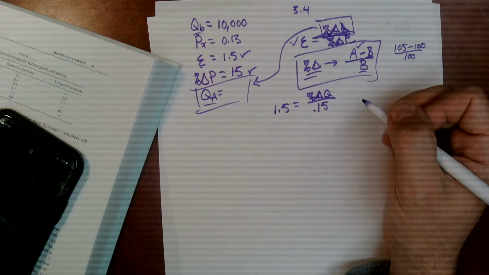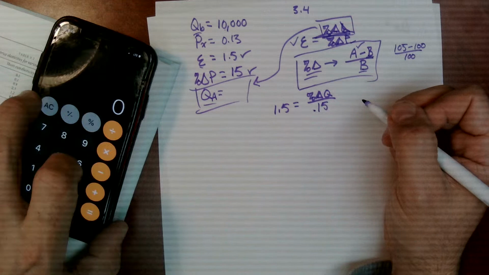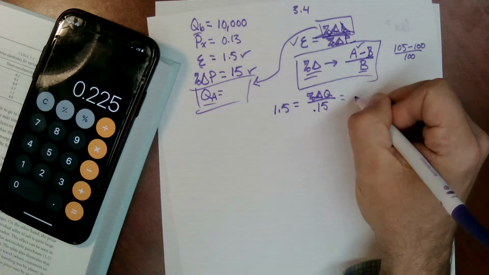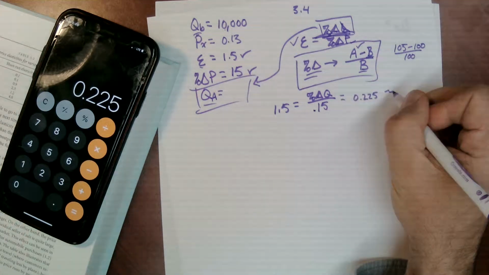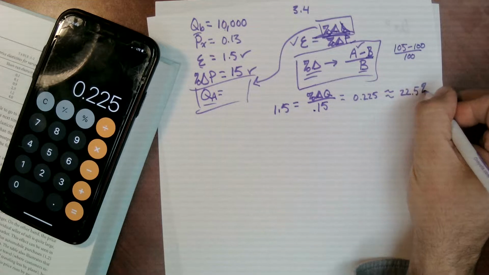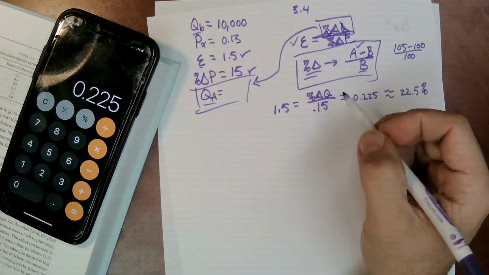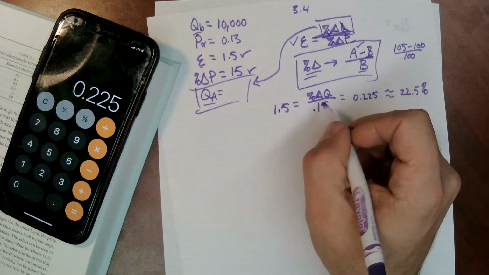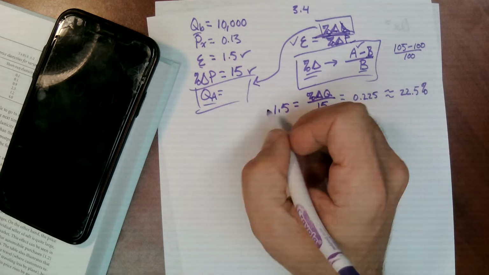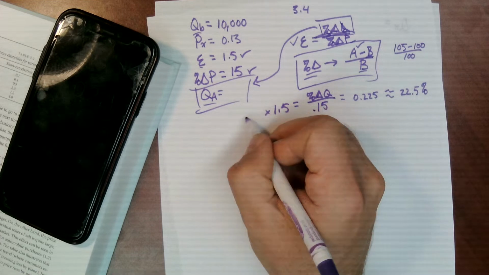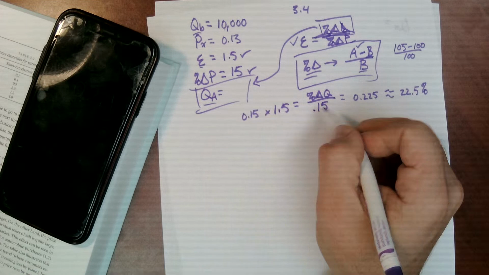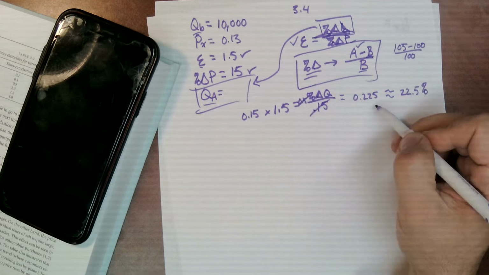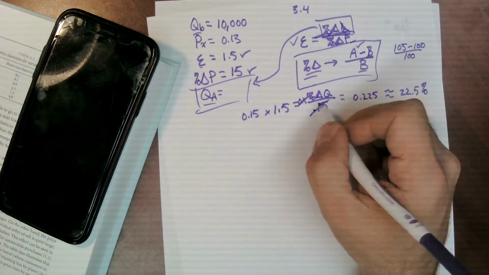Let's go ahead and calculate it. That's 1.5 times 0.15, which is equal to 0.225, or 22.5%. I multiplied by 0.15, so those cancel, and I end up with 22.5. That's my percentage change in quantity.